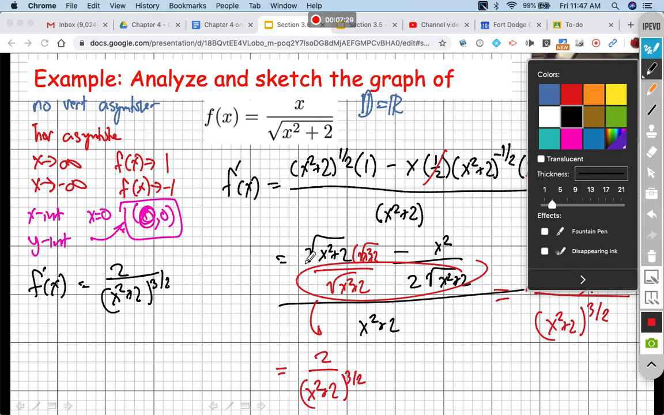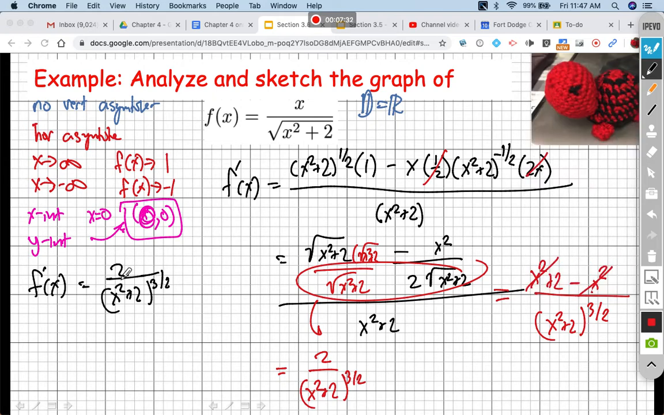And you notice that's not going to have any critical points because this will never equal 0, and the denominator never equals 0. So there are no critical points. There will be no relative extrema, period, on this problem.